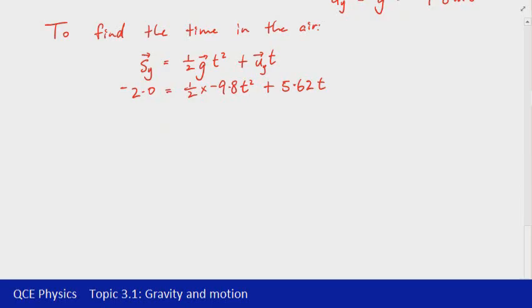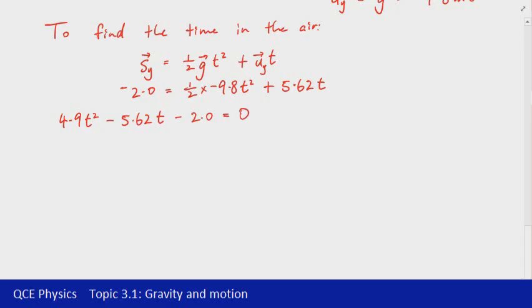Now you'll notice here that we've got two terms with t in it, one with the t squared, the other with the t, so it makes it a little bit trickier to solve. To make it easier to see, we're going to move everything onto the left hand side, so we end up with 4.9 t squared minus 5.62 t minus 2.0 is equal to 0.